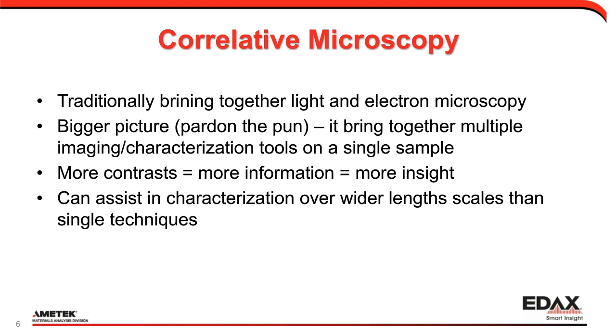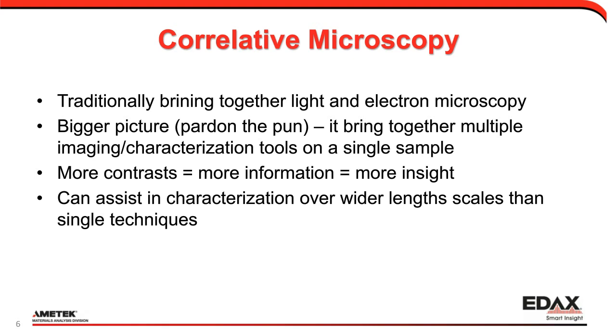And having this correlative data can also assist in characterizing material over a wider range of length scales, from centimeter or larger down to atomic scale, to really try to understand how the microstructure and nanostructure of a material is characterized, and then how we can correlate it with properties and performance of a material.